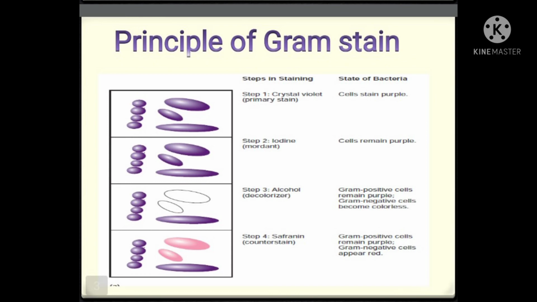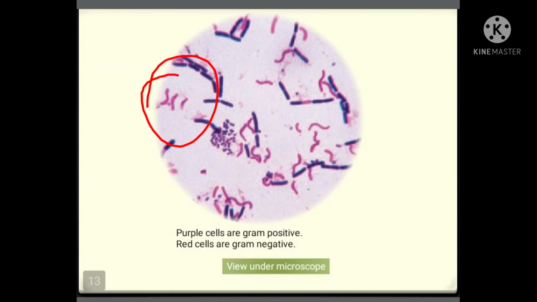The smear is next decolorized by washing with ethanol or acetone. This step generates the differential aspects of the gram stain. Gram-positive bacteria appear crystal violet color, whereas gram-negative bacteria lose their crystal violet color and become colorless. Finally, the smear is counterstained with a simple dye. For counter stain, we can use safranin or basic fuchsin. Mainly safranin is used. Due to this, gram-negative bacteria appear pink or red in color. In this way, we can differentiate these two cells.